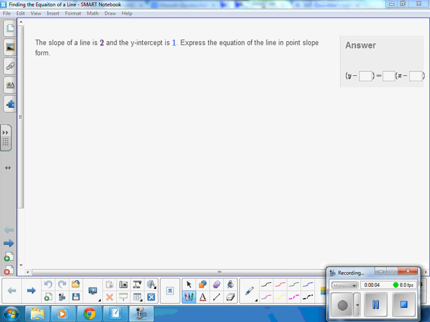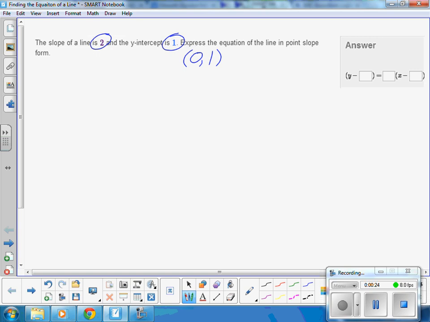All right, finding the equation of a line. So the slope of a line is 2, and the y-intercept is 1. That means we have an ordered pair. If the y-intercept is 1, then x is 0 and y is 1. The ordered pair is (0, 1).